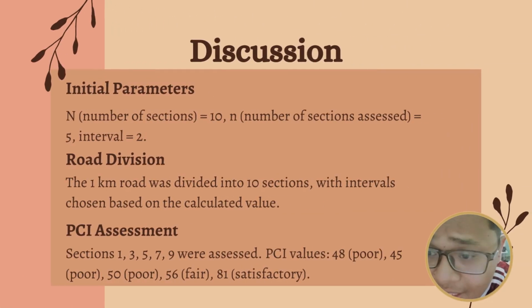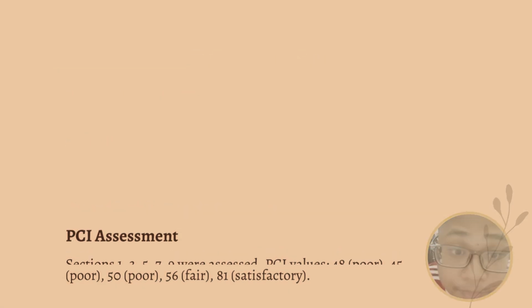For discussion, our initial parameters are: n, the number of sections, is 10, and the number of sections assessed is 5, so our interval is 2. For road division, we have the 1 kilometer road divided into 10 sections with intervals chosen based on the calculated value. For our PCI assessment, sections 1, 3, 5, 7 and 9 were assessed. PCI values are 48, 45, 50, 56 and 81.